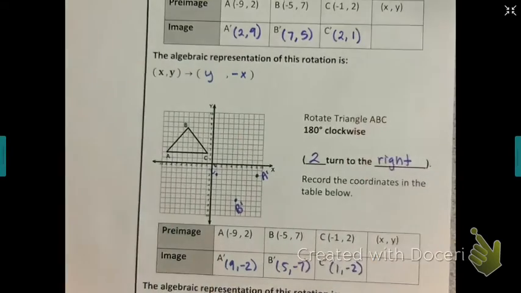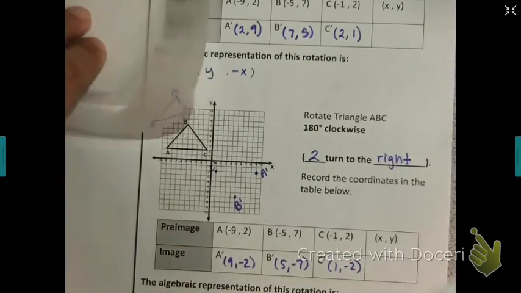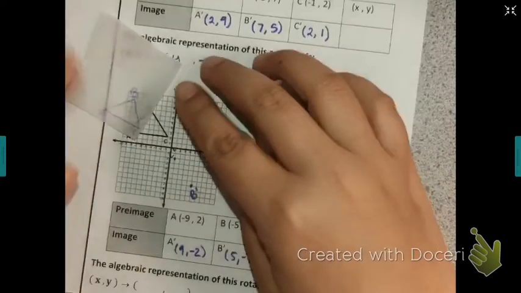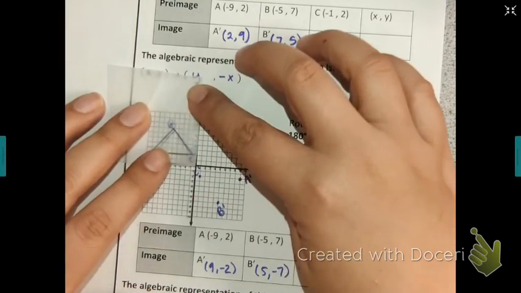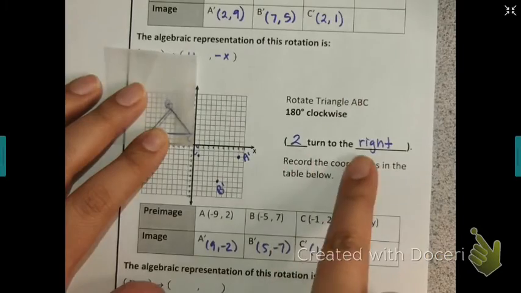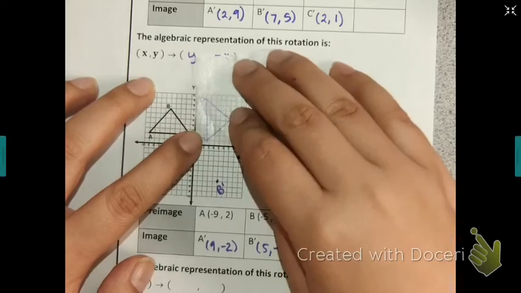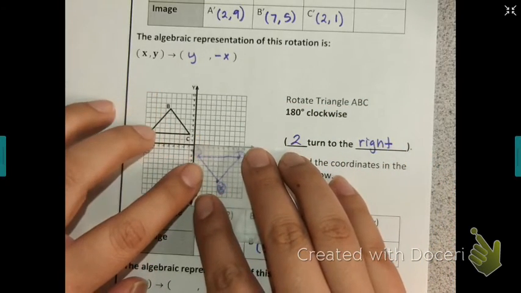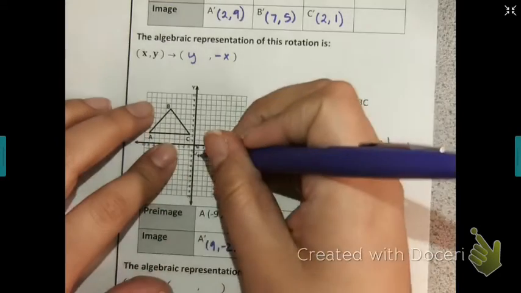Okay, and let me get my parchment paper again. We have this, and let me go ahead and cut this so it's a little bit easier to rotate. It's the same triangle from the first one. We're going to rotate it 2 turns to the right because it's 180 degrees clockwise. So that's 1 turn, and then 2 turns. And you see it matches up with the points. I didn't put the lines, but it matches up with the points, and it works out.